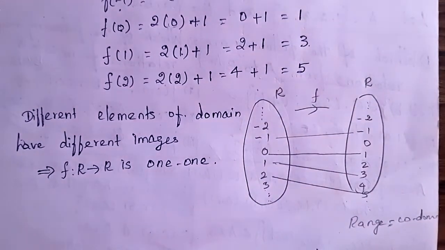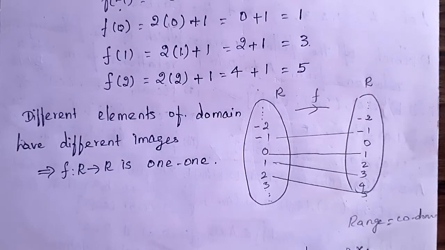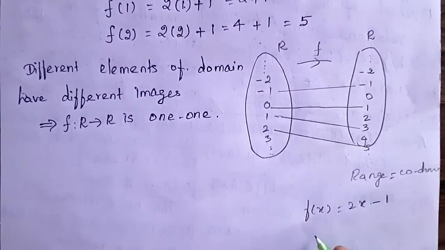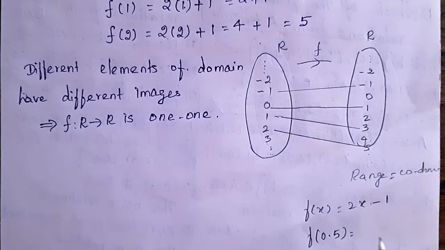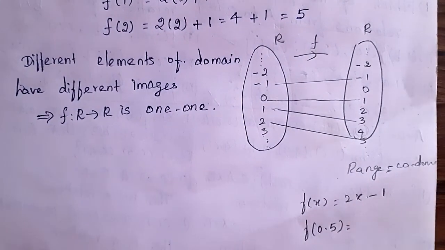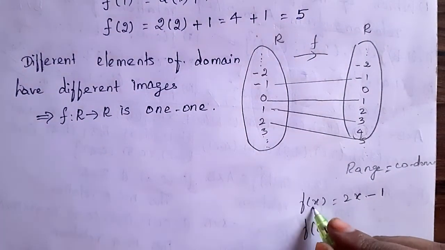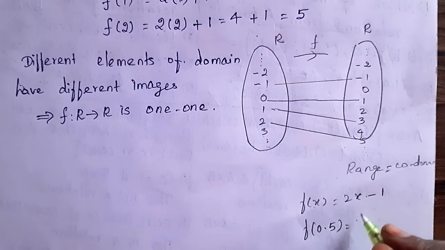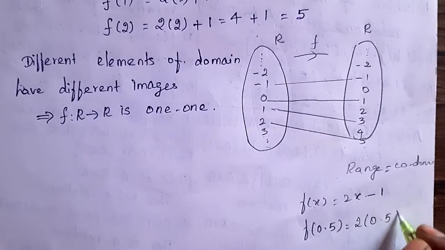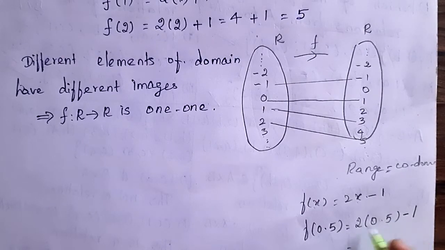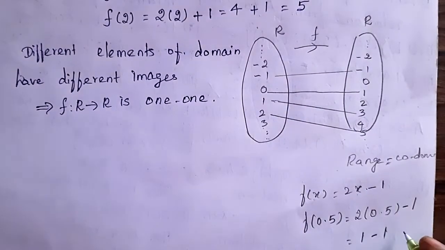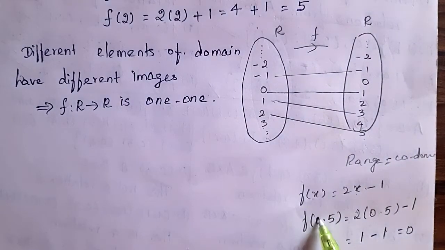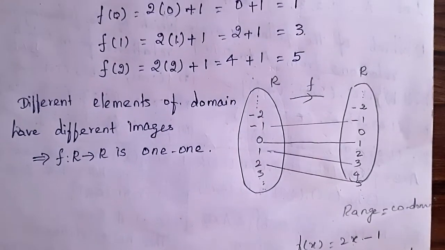If you put f of x, this is our given thing, f of x equal to 2x minus 1. If you put f of 0.5, it is R. R contains decimal values, so definitely we can put 0.5. So in this place of x, if you put 0.5, what will you get? 2 into 0.5 minus 1. When you multiply, what will you get? 1 minus 1, what is your answer? 0. So the decimal value 0.5 is mapping to 0.